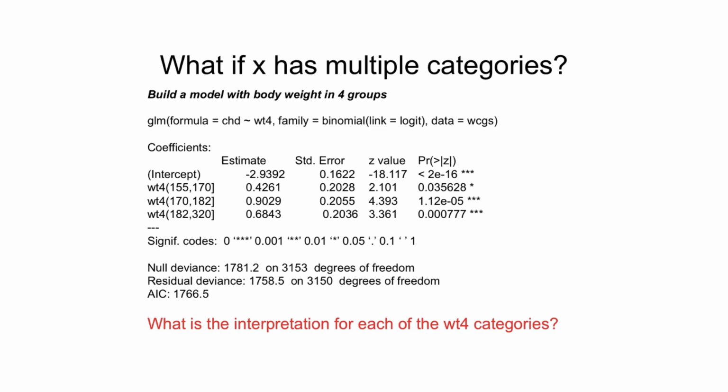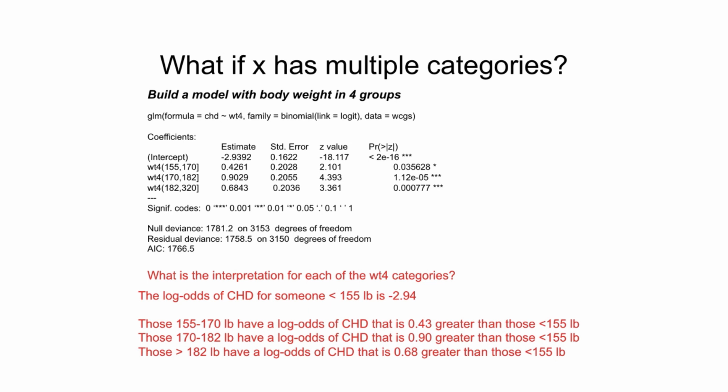What if your explanatory variable has multiple categories? So let's say that there are 4 weight groups, and less than 155 pounds is the reference category. Let's build a simple logistic model with this 4-level weight variable. What is the interpretation for each of the 4 weight categories? Remember, the reference group here is the less than 155 pound group.